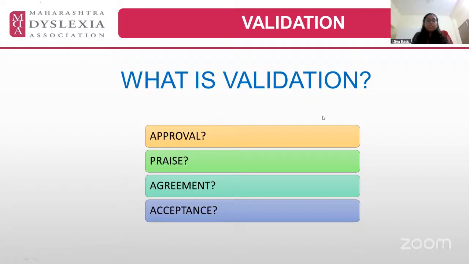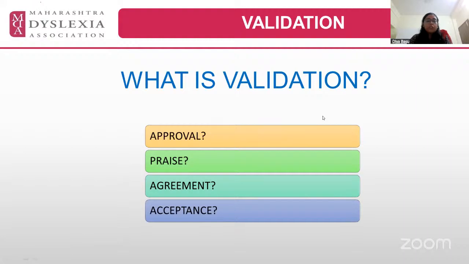All right. On your screen, you can see that most of you have selected all of the above, which means it is approval, praise, agreement, and acceptance all together. The second highest response has gone to approval, and the third highest has gone to acceptance. Aishwarya, we can stop sharing the results. Validation does not mean approval or praise or agreement. It means to accept someone. Now I'll tell you how.